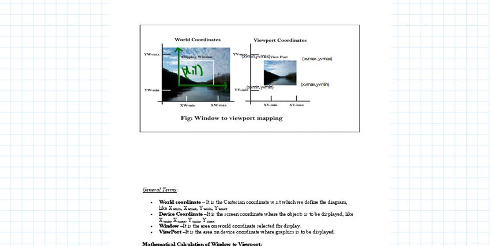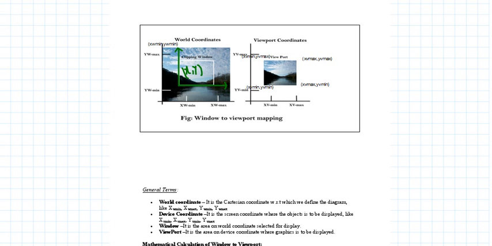Now try to find out the coordinates of the corners of your rectangular clipping window. You can see the coordinates are defined here. Let me write them as we did for the viewport. The upper left corner will have coordinate xw min, yw min.